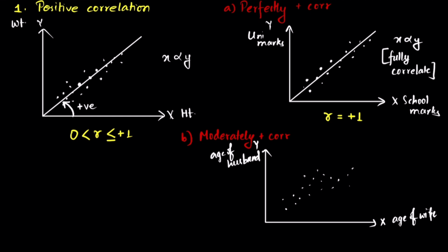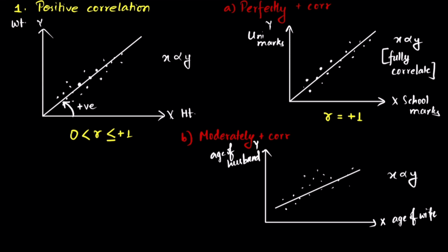Upon drawing a straight line that represents these dots, it comes out to be something like this. So in this case as well, when the value on the x-axis increases, the value on the y-axis also increases. So it is positively correlated. That is, x is directly proportional to y.